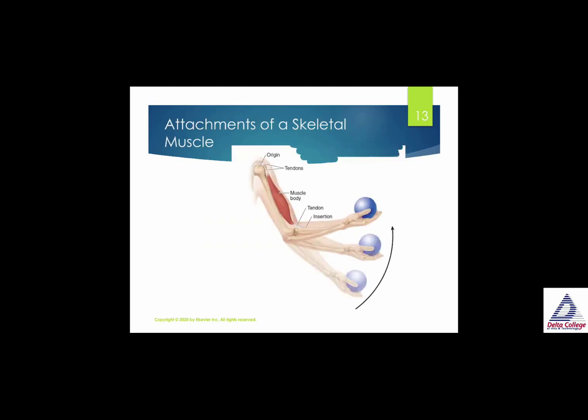Here, this image actually shows the origin of a muscle where it does not move. Then you can see the tendons in that white tendon sheath. You see the muscle body. You can see the tendon again and the insertion site.